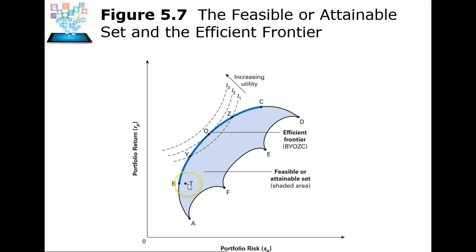T is less efficient, but more efficient than F. So the efficient frontier would really be this sort of stock right here. This O would be the most return you get for the least amount of risk.